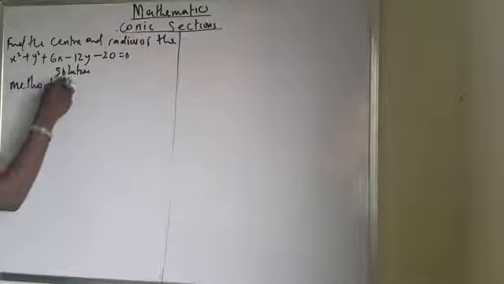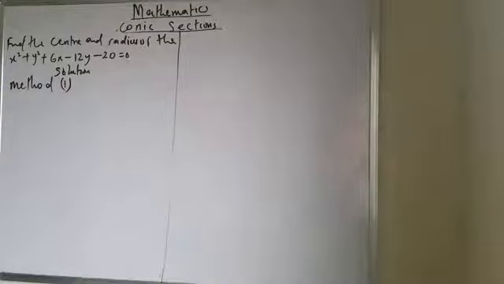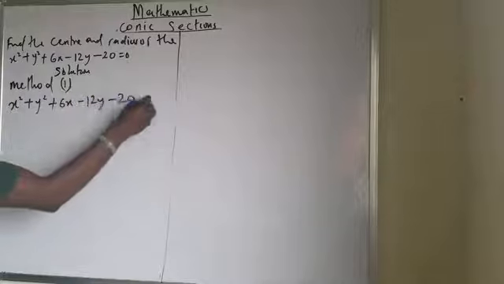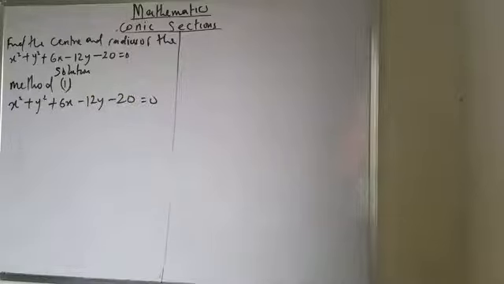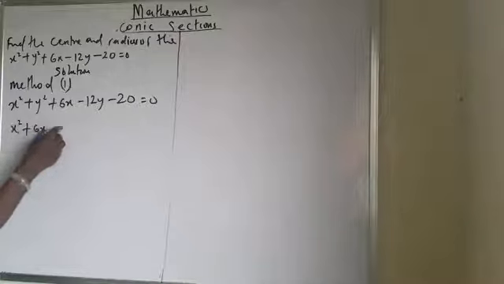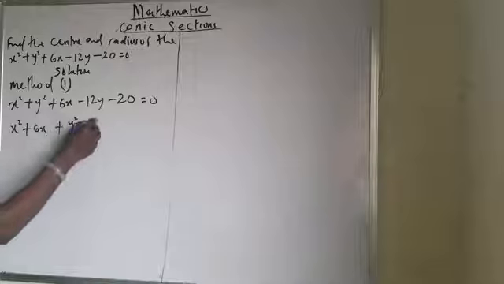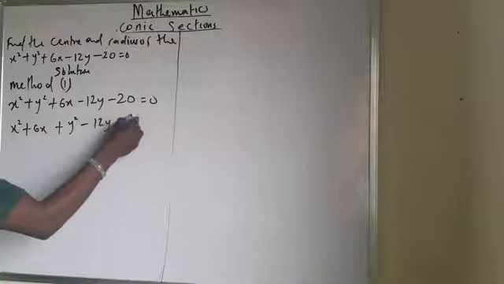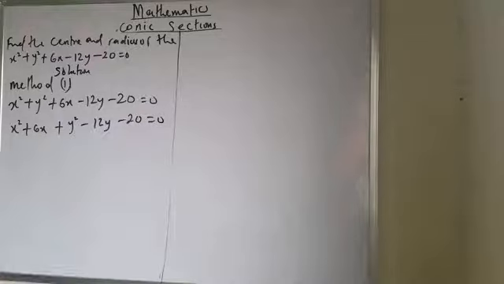Method one. Please take note of that. Method one, I will just have x squared plus y squared plus 6x minus 12y plus 20 equals 0. Now, I will move on by having x squared plus 6x plus y squared minus 12y minus 20 equals 0. Now, look at this.